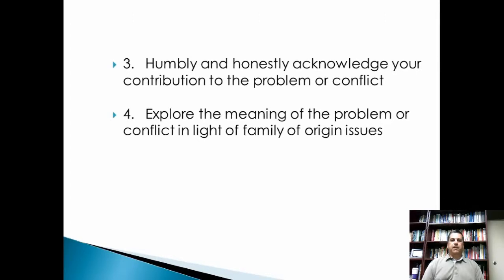Okay, the fourth step, explore the meaning of the problem or conflict in light of family of origin issues. And I'm a big believer in this.